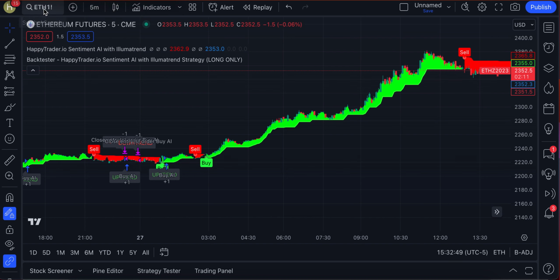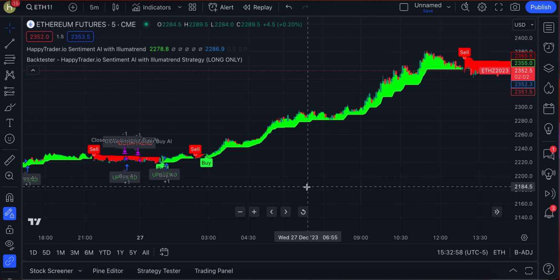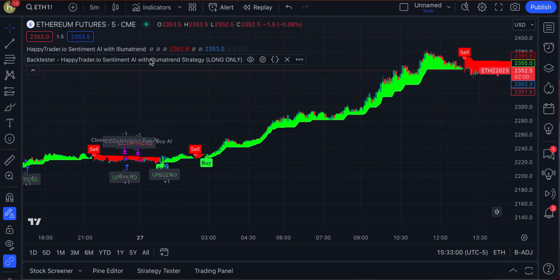Wanted to jump into a backtest today. It's going to be the Ethereum CME contract 5-minute backtest. We're going to be doing all of 2023 up to December 27th, because today is Wednesday, December 27th, 2023.